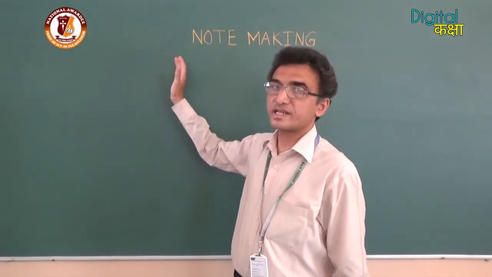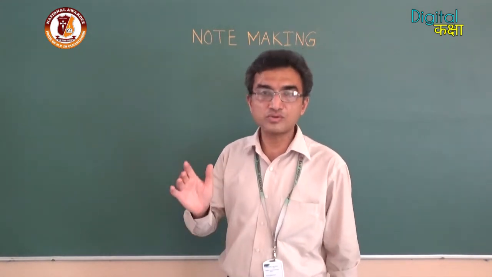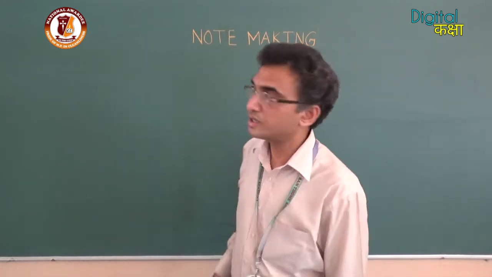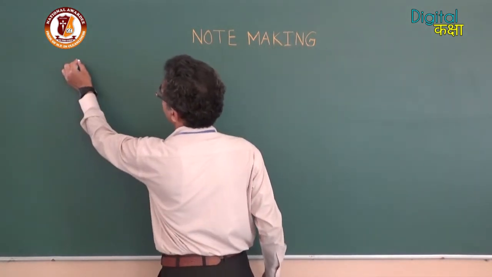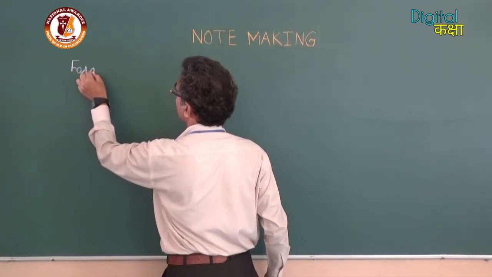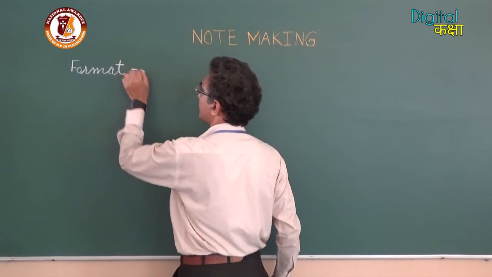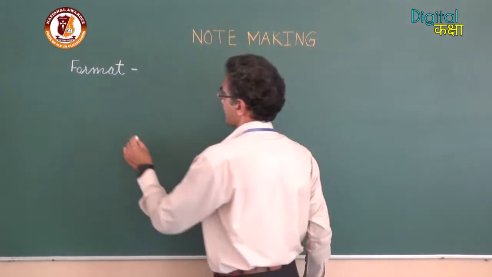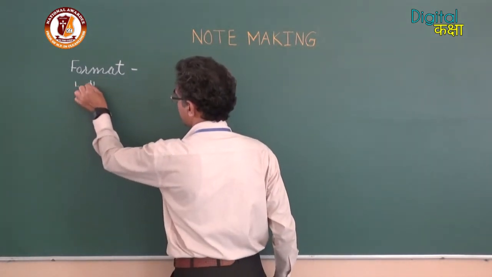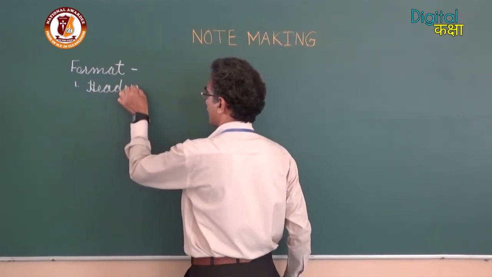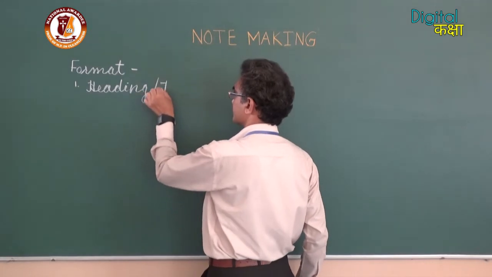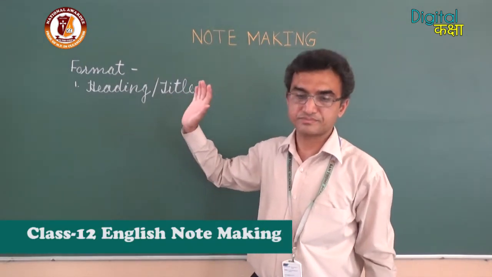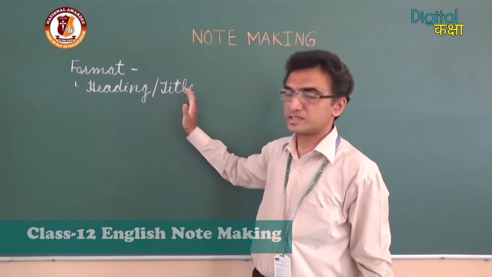Actually, how are the notes written? For writing the notes, there is a particular format given. We have to follow that format. Now in that format, what are the things we have to include? While making the format of note making, whatever the passage is given, the first thing is the heading. So number 1 is the heading, or we can call it a title also. So the first and foremost important point in the format is the heading or title.